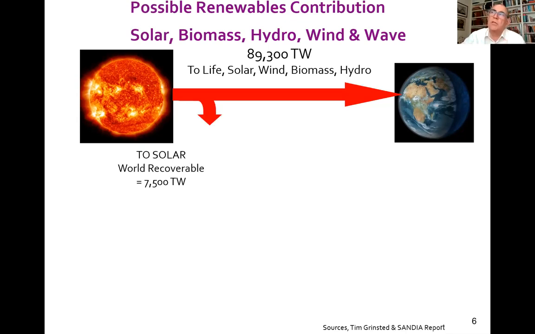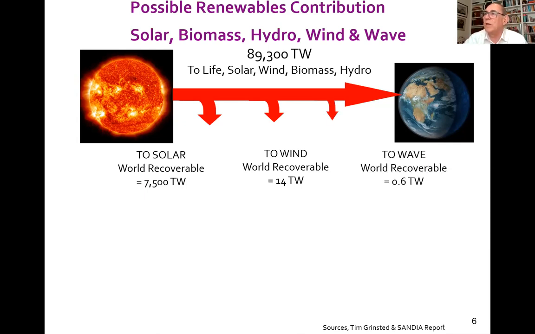And we could extract energy from that 89,300, and we estimate we could recover maybe 7,500 in solar energy, 14 terawatts in wind. Now, because the number 14 is small, don't think 14 terawatts is small. A terawatt is a huge unit. And then wave power, which is the surface of the sea being changed by the climate, by winds, we could probably recover 0.6 of a terawatt.